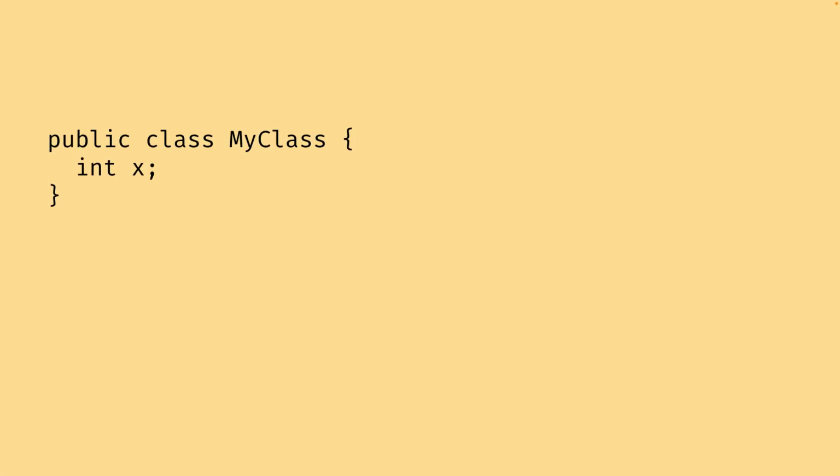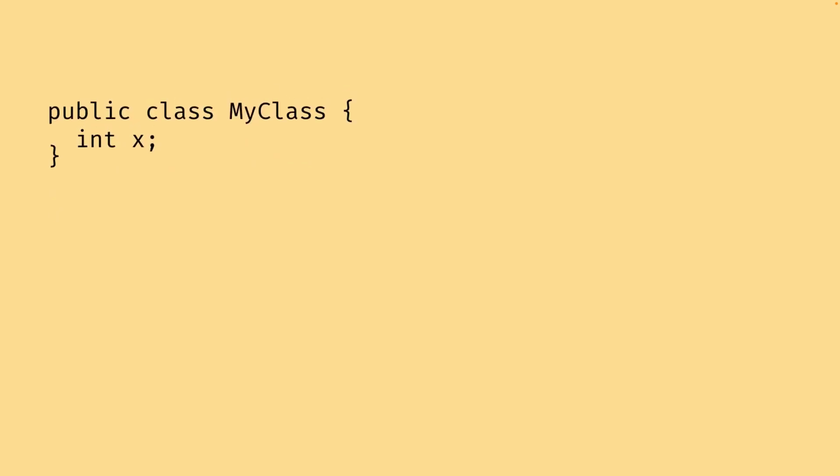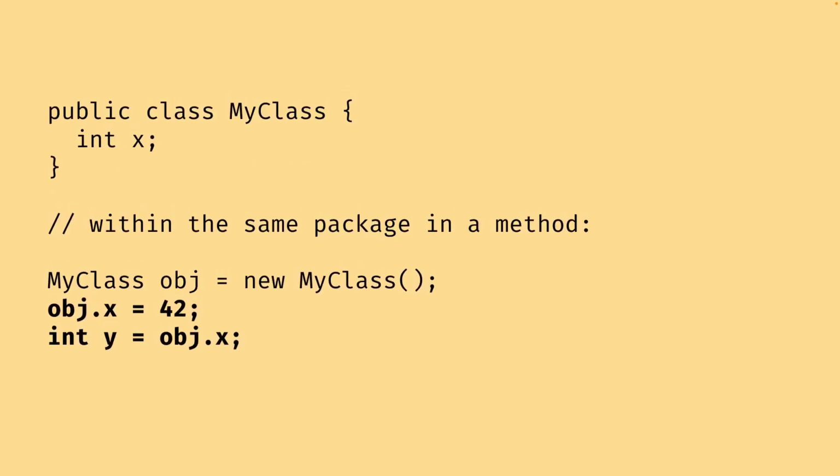Here's an example. Members marked with the default access level are not explicitly marked with any access modifier. As you can see, we just have int x, nothing is being specified. To access and modify the value of x, we can specify the following code in the same package in a method. So we can create an instance of MyClass, and then we can just access x like we did before to assign a value to it. And if we want to retrieve the value, we do so with the name of the instance, in this case object.x.